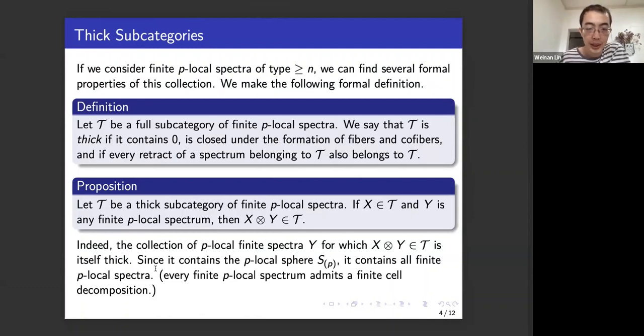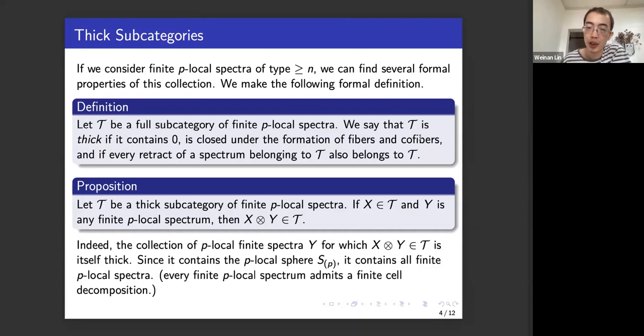So if we consider finite p-local spectra of type greater than or equal to n, then we can find several formal properties of this collection. And then we make the following definition: let T be a full subcategory of finite p-local spectra. We say that T is thick if it contains 0. And secondly, it is closed under the formation of fibers and cofibers.